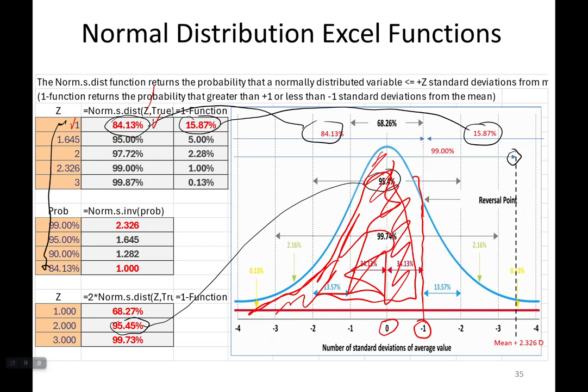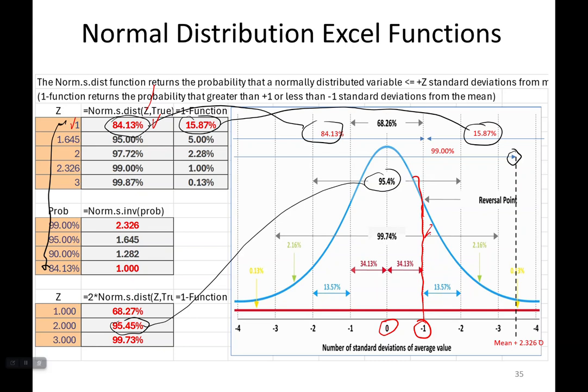Another interpretation of the area is a probability. What's the probability of having a mean plus 1 standard deviation or less? And that answer is 84%. If you take 1 minus that function, you get 15%. And what that's given me is the probability of having greater than a mean plus 1 standard deviation. So this is giving me 15%. Okay, so this is one function called NORM.S.DIST.